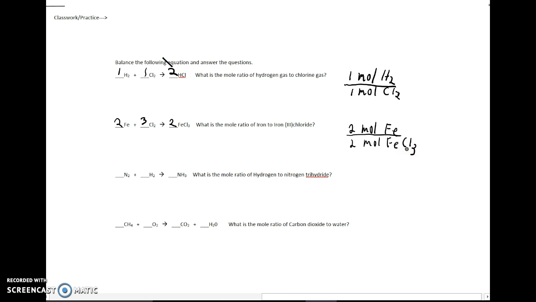So again, that's a mole ratio, and that's the third objective for this essential question, to understand how to make a mole ratio and what that mole ratio means. So again, in this chemical reaction, which is the synthesis of iron(III) chloride, 2 moles of iron would produce 2 moles of iron(III) chloride, and that's what my mole ratio says.